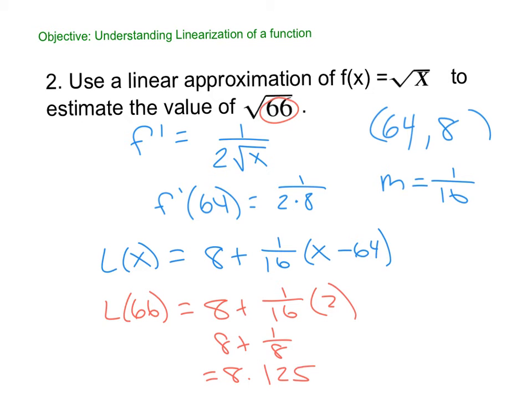So that's 8.125. Now let's actually plug into our calculator. What's the actual value of root 66? Root 66 is 8.124 is the actual. So that's really close. So back in the day before calculators, this was a really good method for estimating.